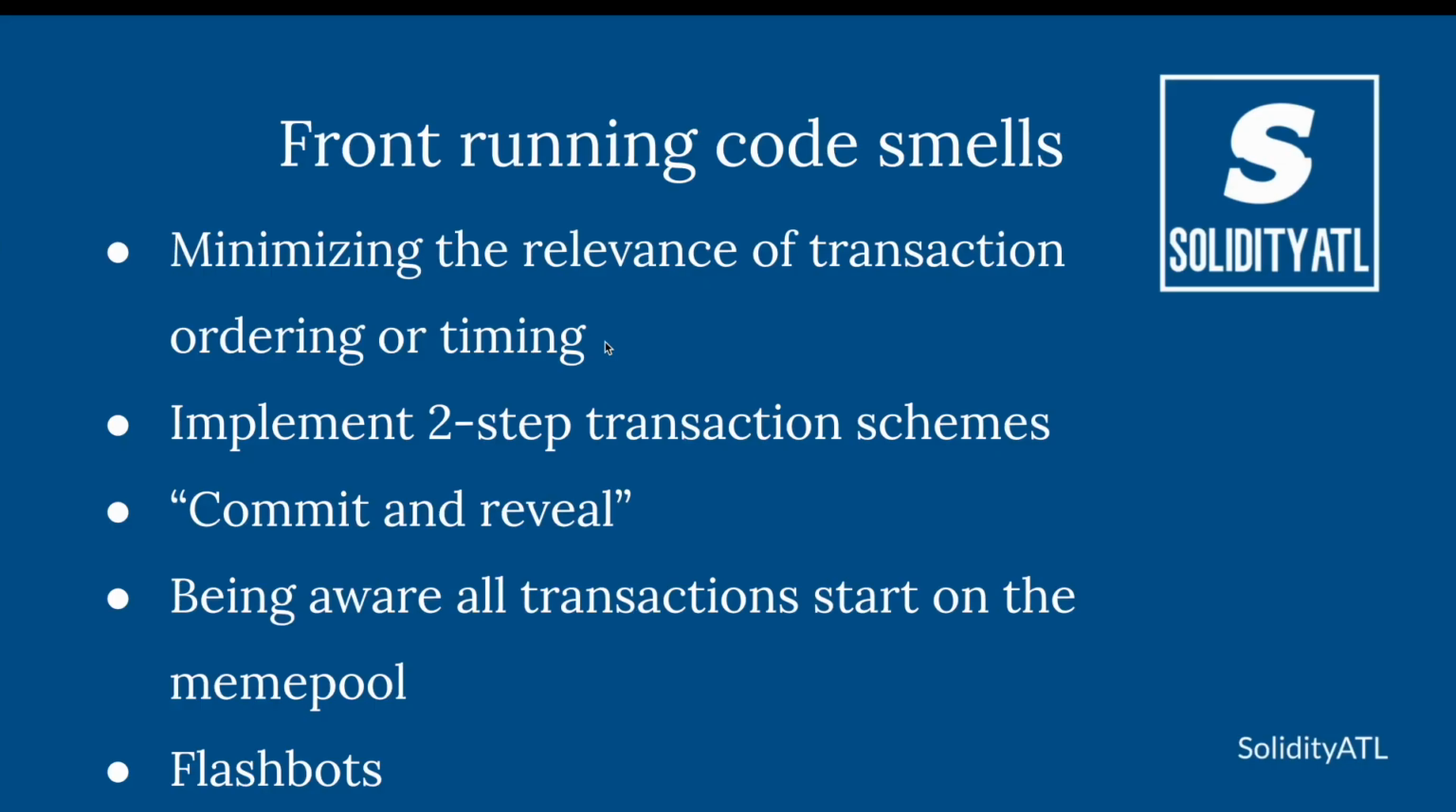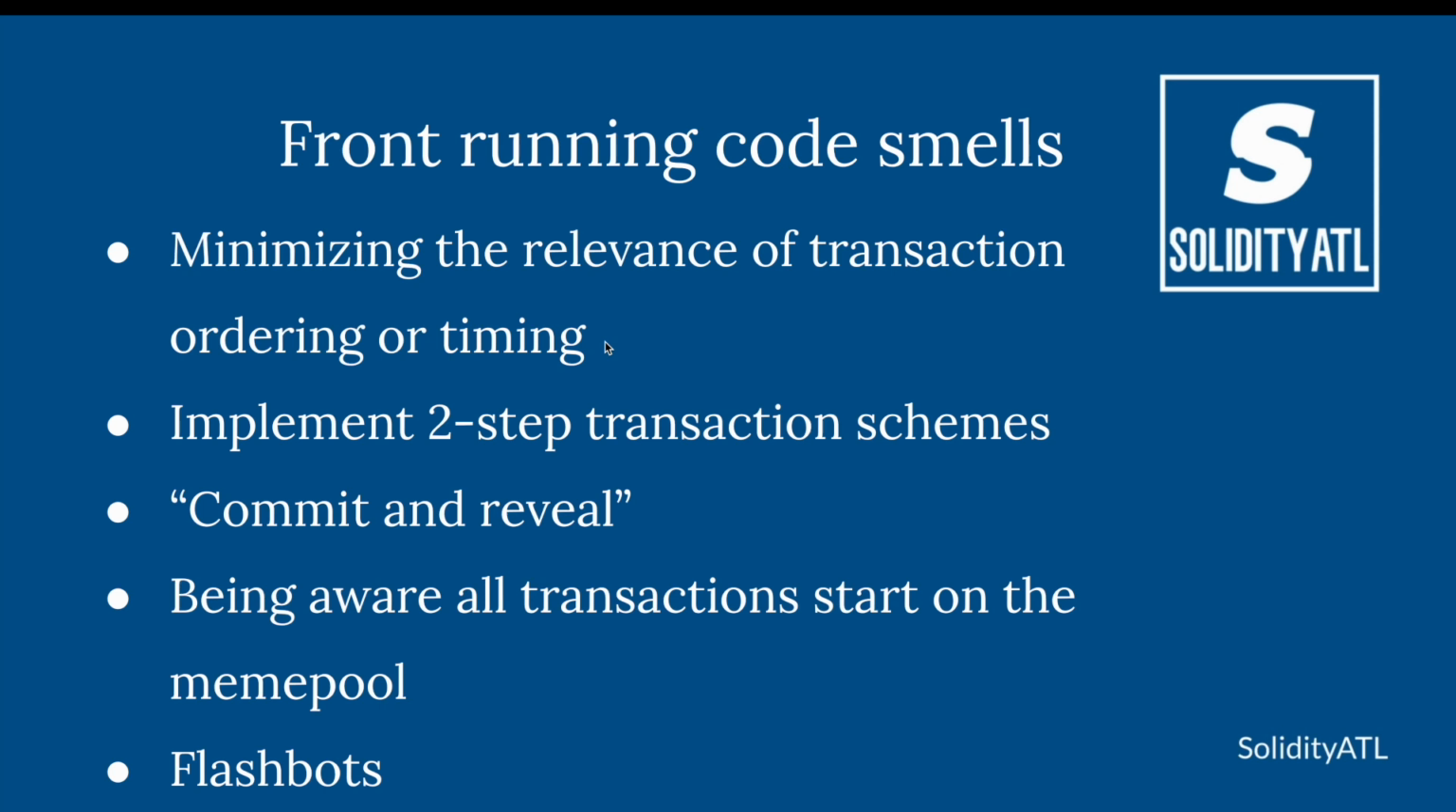All right, so now we're going to look into front-running code smells and ways to detect a potential front-running attack. First, you want to minimize the relevance of transaction ordering or timing. If you have a GameFi type of DApp or smart contract, you may want to figure out an architecture to prevent these kinds of cases. Next, you want to implement a two-step transaction scheme. So when you have a two-step transaction scheme, you essentially have two different steps of transactions that you have to submit in order to prevent a front-running attack.